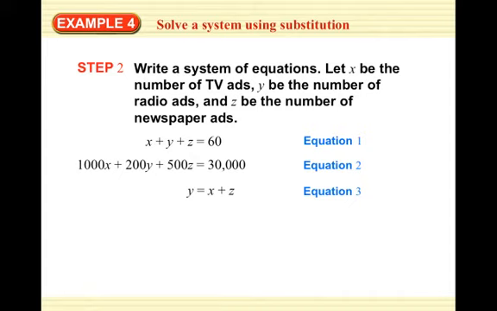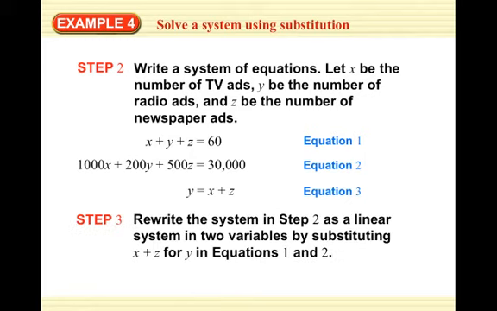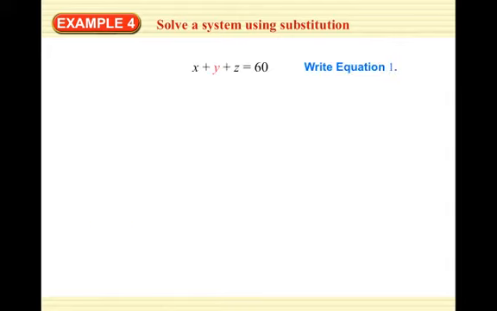So what we're going to do is take that x plus z and substitute that value in for y, replace y with x plus z in both equation 1 and equation 2. So we're going to rewrite the system in step 2 as a linear system in 2 variables by substituting x plus z for y in equations 1 and 2. So for equation 1, instead of x plus y plus z equals 60, we're going to have x plus z plus z equals 60 because we've substituted x plus z for y.